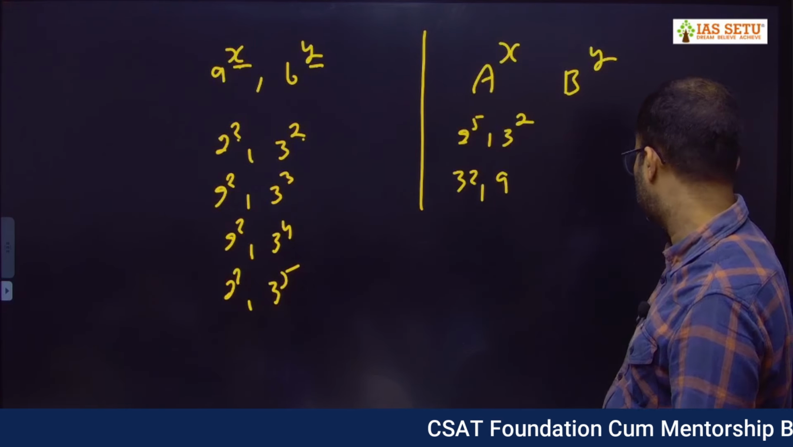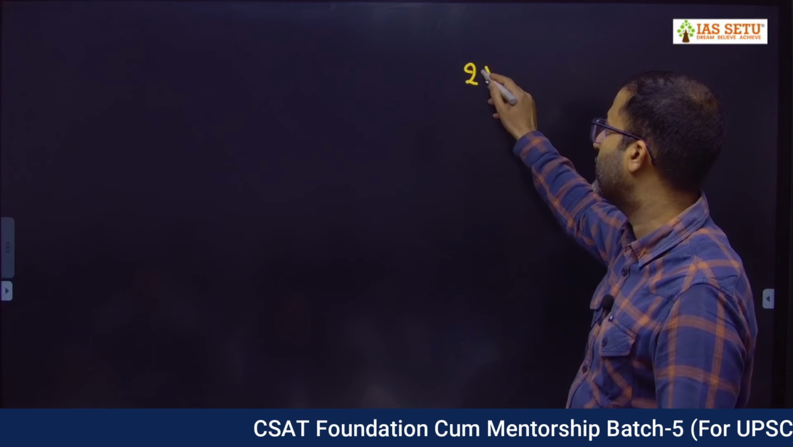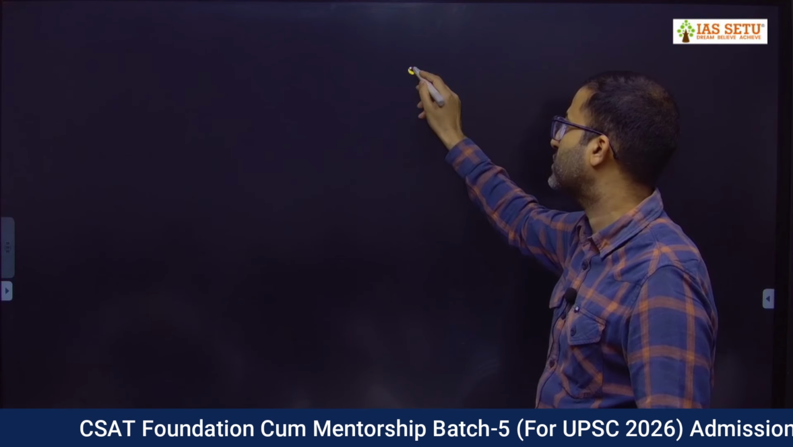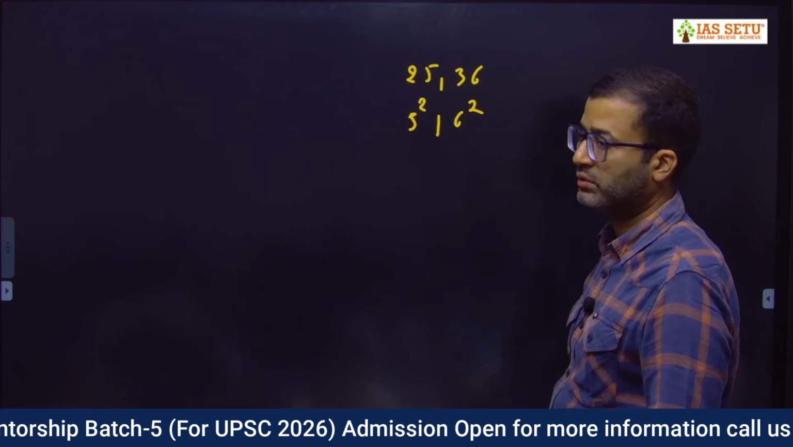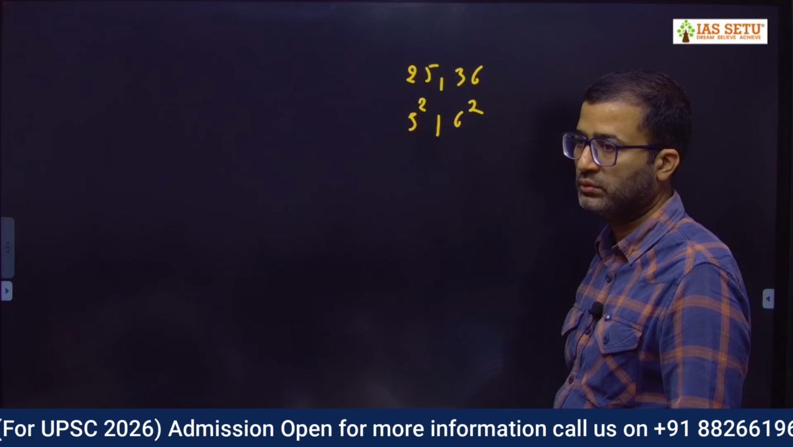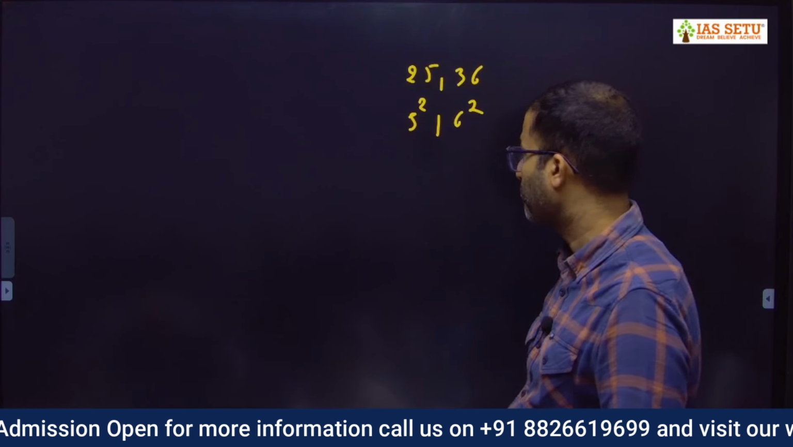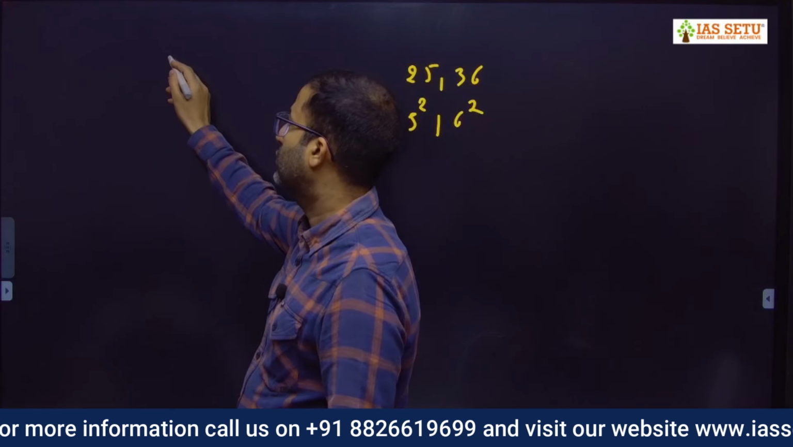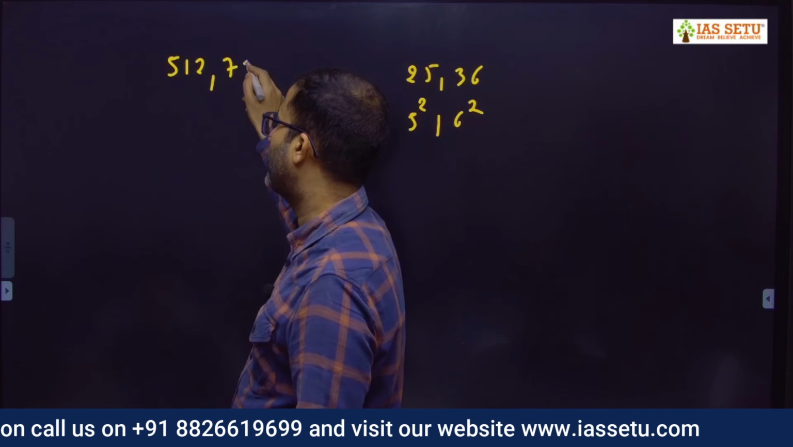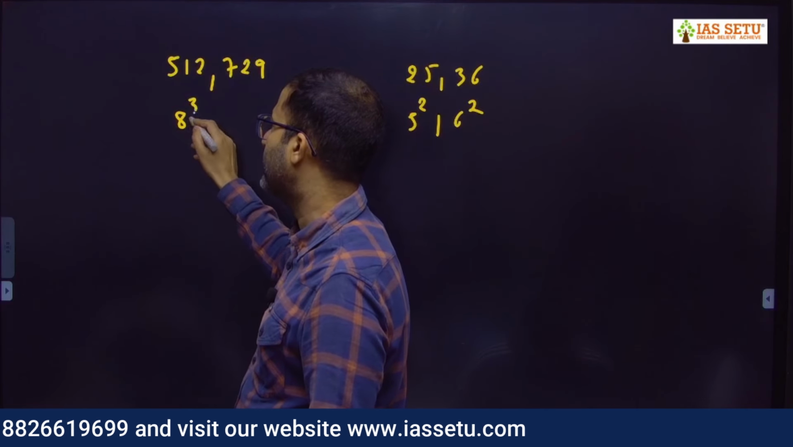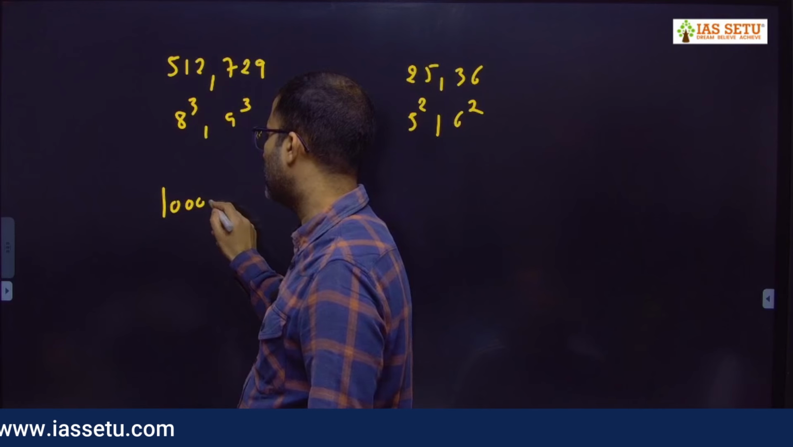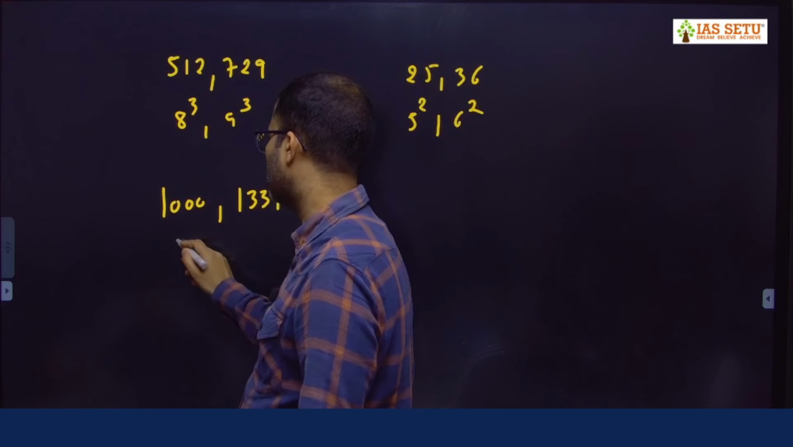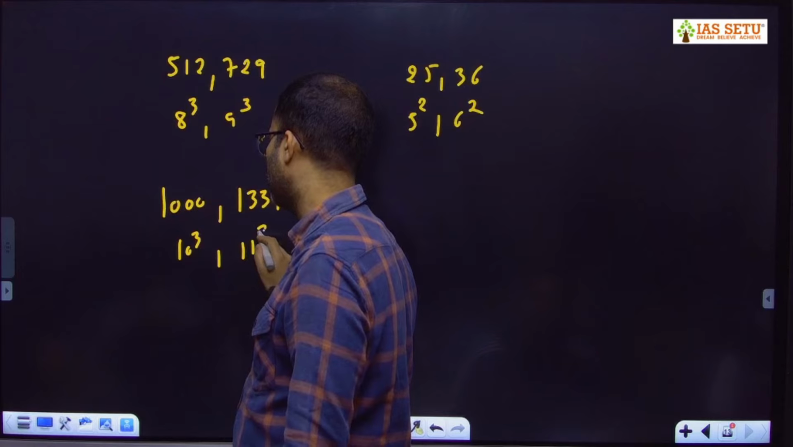Example लिख लो. 25 is co-prime to 36. Here you write 5 square, 6 square. 512 co-prime to 729, 8 cube, 9 cube. 1000 co-prime to 1331, 10 cube, 11 cube.